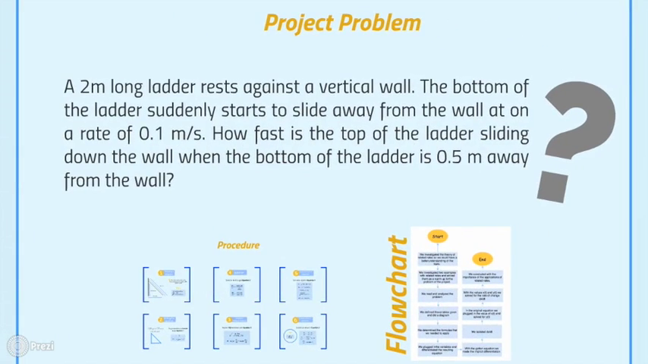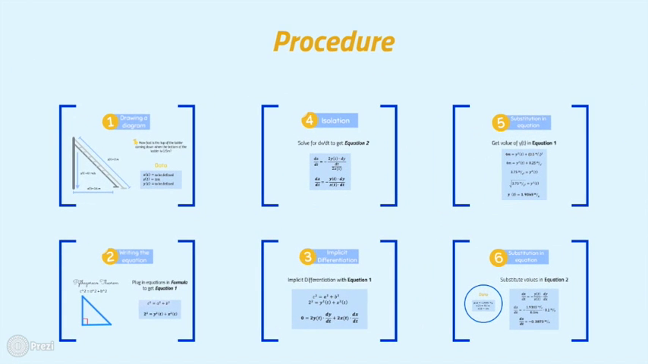And Jenani, what exactly are we looking for? The problem of the project is that a 2-meter long ladder rests against a vertical wall. The bottom of the ladder suddenly starts to slide away from the wall at a rate of 0.1 meters per second. We need to know how fast the top of the ladder is sliding down the wall when the bottom of the ladder is 0.5 meters away from the wall.